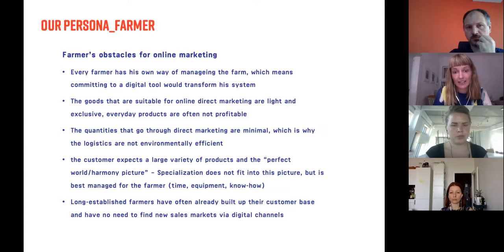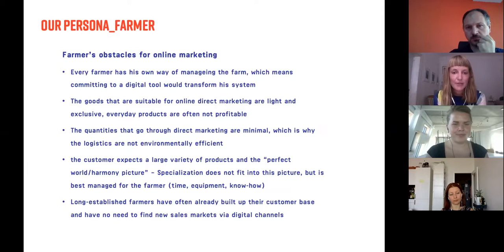And another thing there is that with salad and flowers, it's not such a huge volume or amount that's being shipped. So it's not really environmentally friendly when you ship all the little things to everyone who wants them. It's not done collectively. So it takes a lot of transport and thereby CO2. This is another point which we should look at.